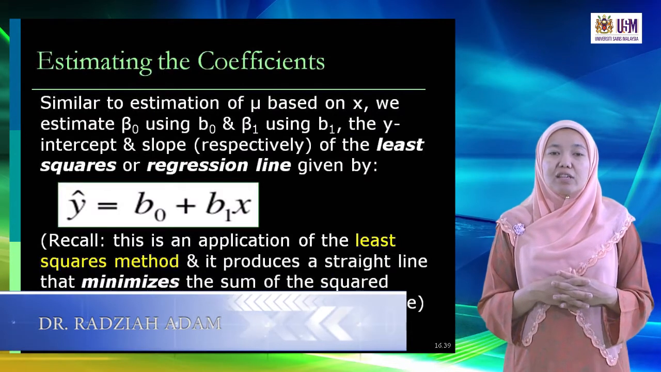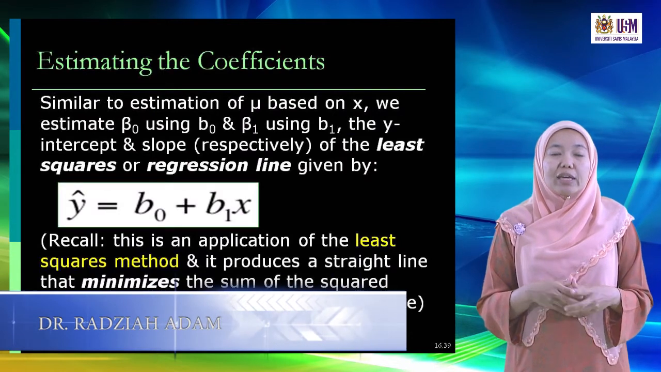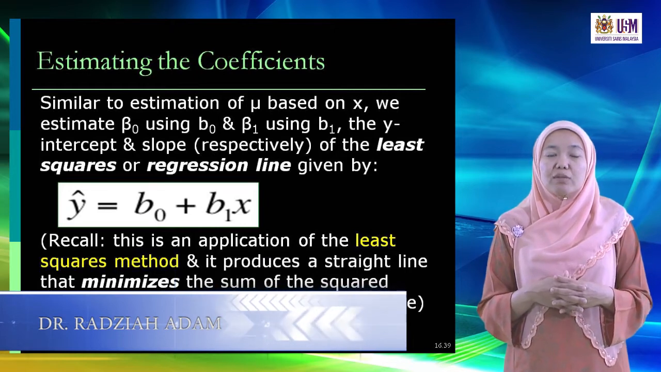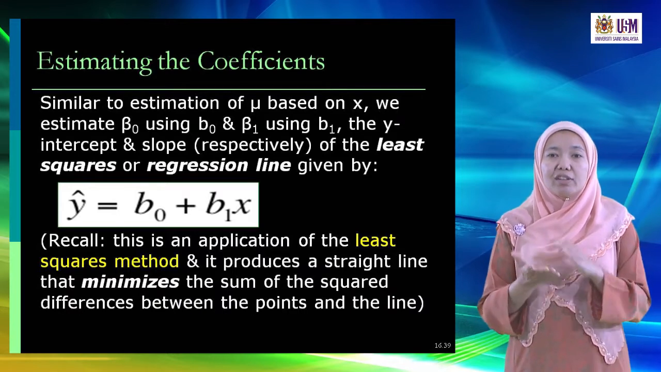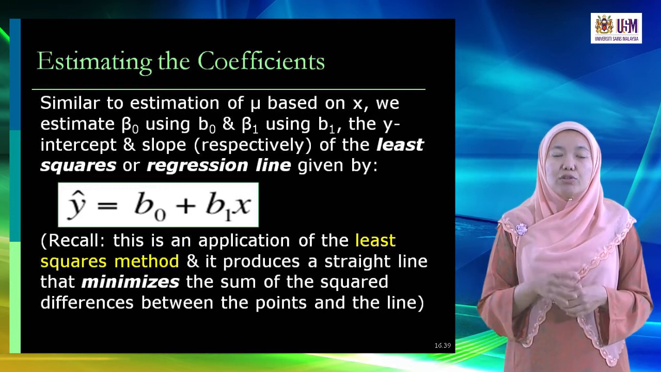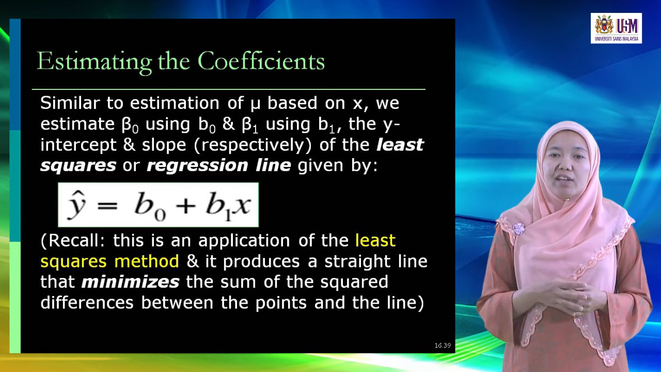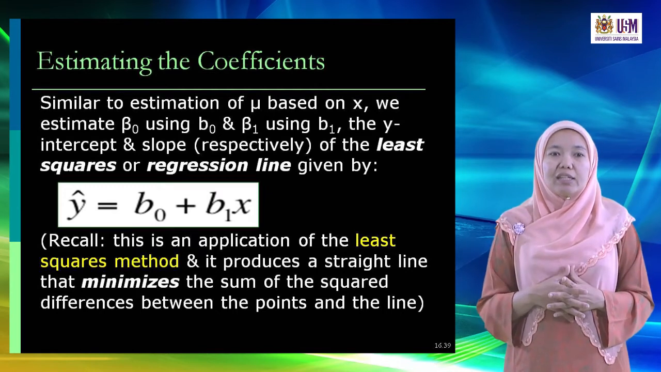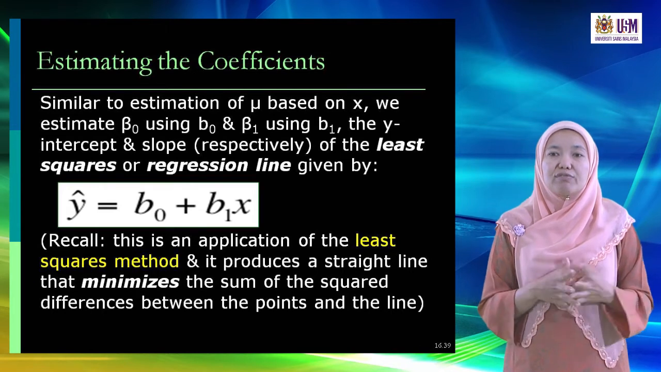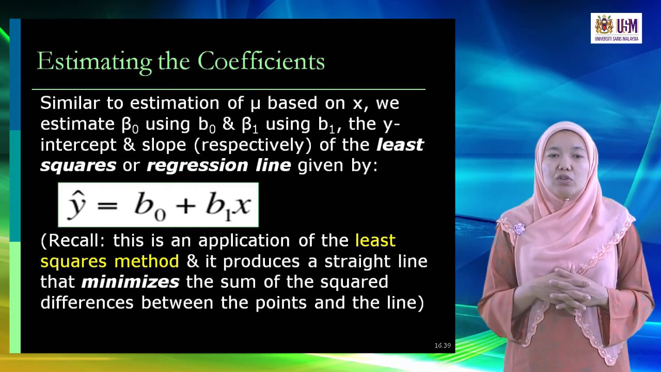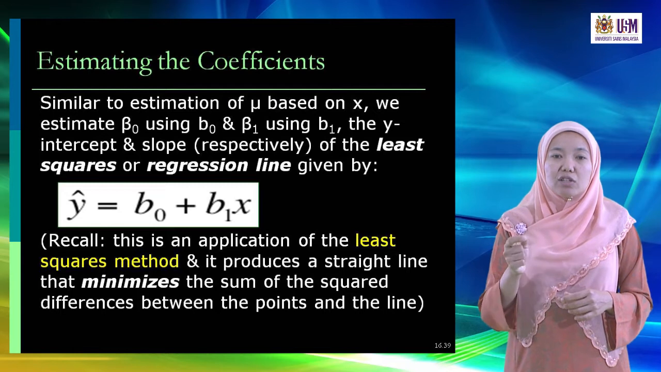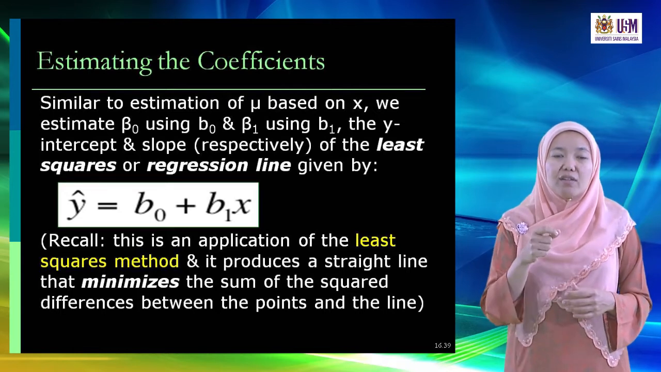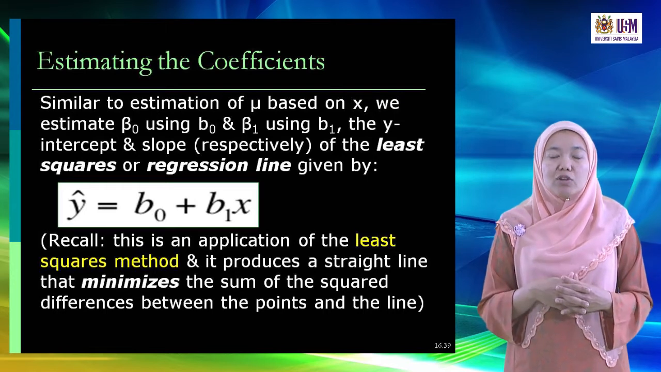So instead of beta 1 and beta 0, what we'll be doing is estimating the coefficients in terms of b0 and b1. Similar to the estimation of mu based on X, we estimate beta 0 using b0 and beta 1 using b1. So this is the standard notation for the y-intercept and the slope respectively of the least squares or regression line. So y with a hat, that means the estimated y, is given as b0, the estimated value for beta 0, plus b1, the estimated value for beta 1.